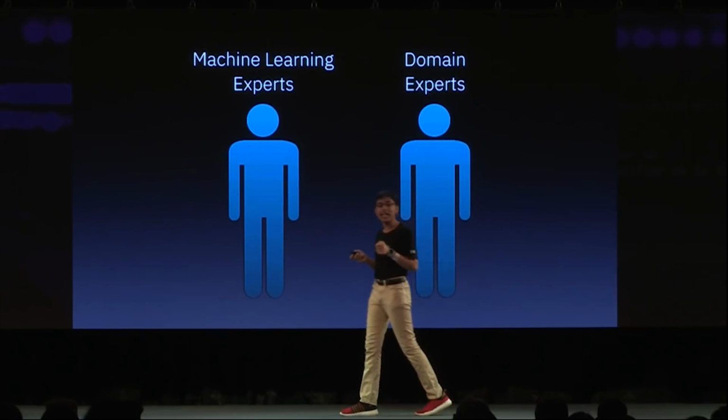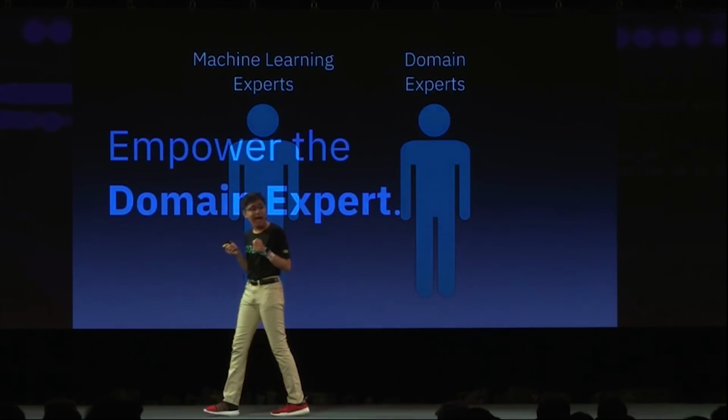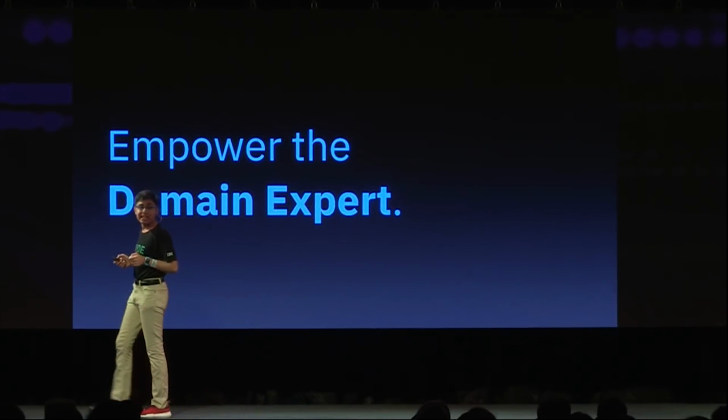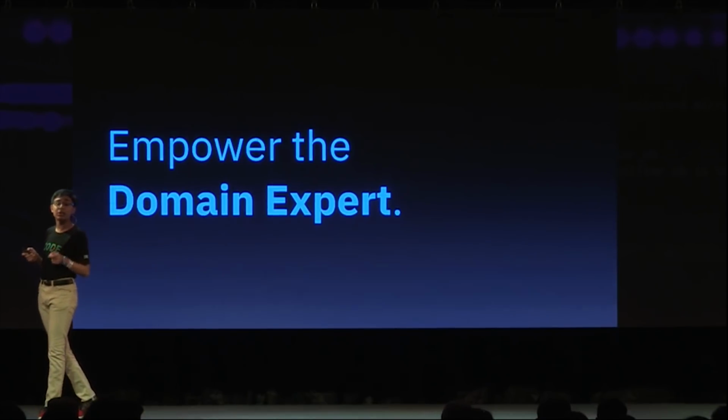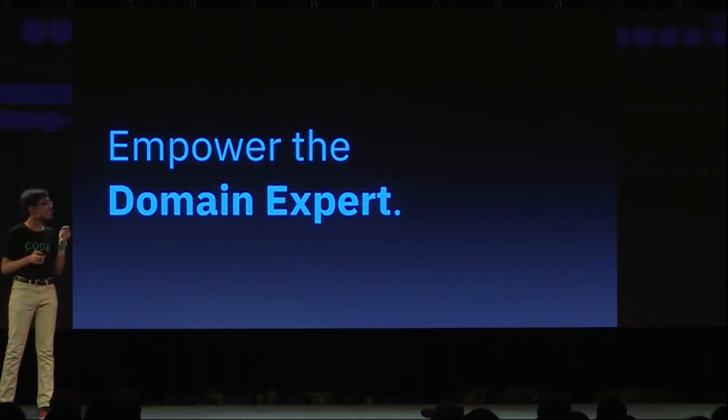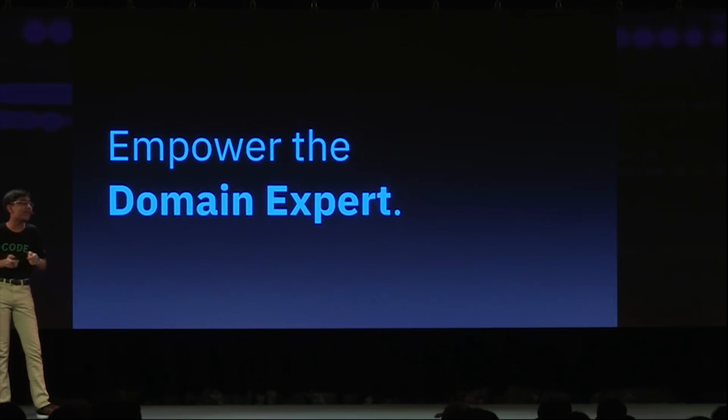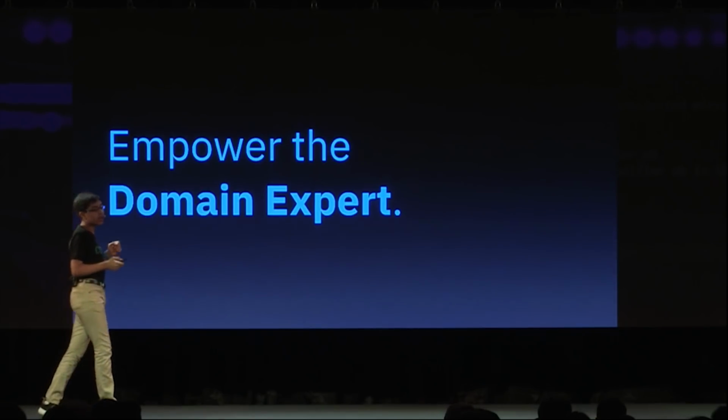But through Power AI Vision, we're able to empower that domain expert and allow them to do things that they never could have done before, including labeling data in an exponentially faster way. In fact, up to 10 times faster is what IBM says.